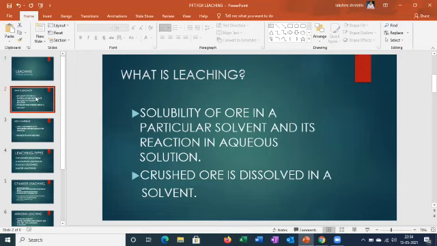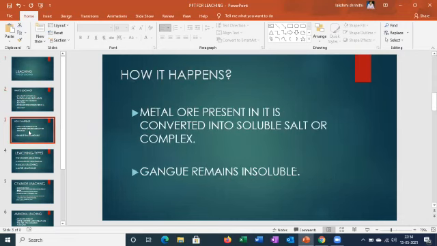First, in this process of leaching, we crush the ore completely and dissolve it in a particular solvent. When we dissolve it, the metal ore present in it will be converted into a soluble salt or into a complex, that is, a coordination compound. The impurity will be insoluble. The impurity will not form a complex, whereas the metal ore alone will form a soluble salt or a complex.